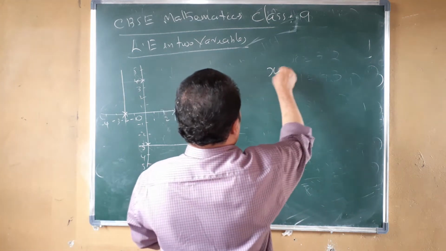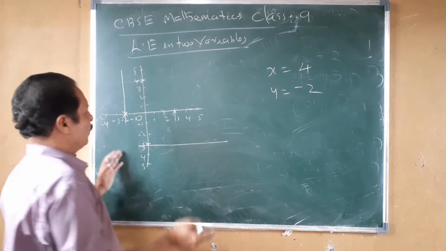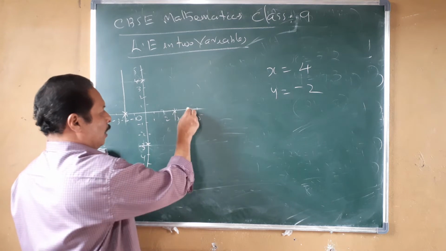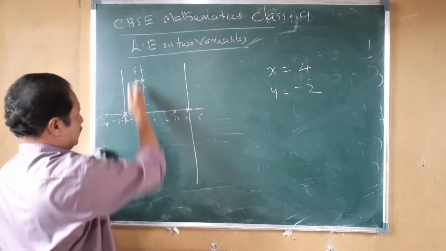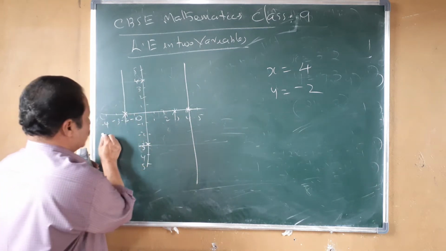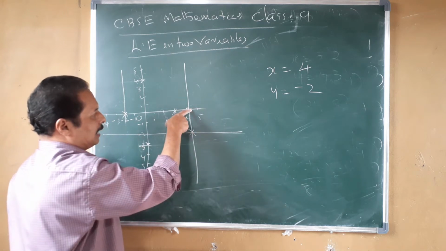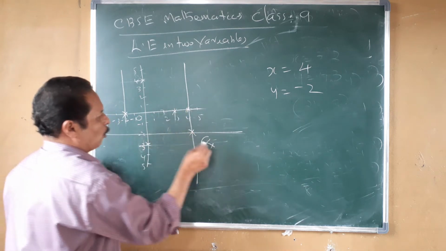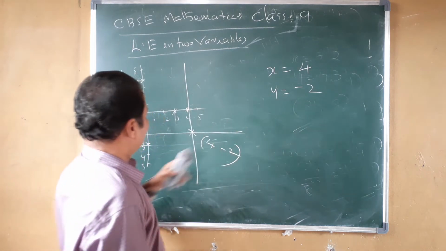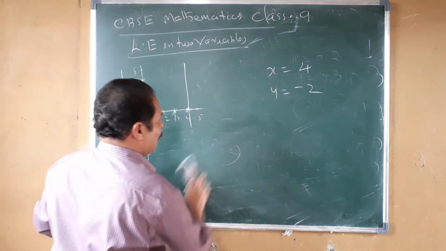Next, x is equal to 4 and y is equal to minus 2. Now, x is equal to 4 is on the right side. The graph is parallel to the y-axis. y is equal to minus 2 is here, and the graph is parallel to the x-axis. So for this point, the x coordinate is 4, the y coordinate is minus 2. So the intersecting point of these two graphs is 4, minus 2. Is it clear? One more example.